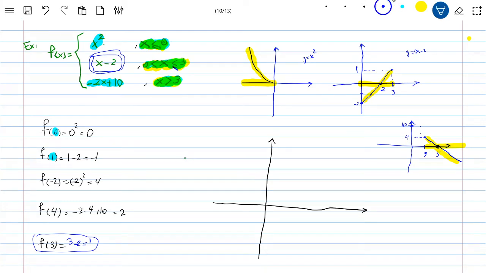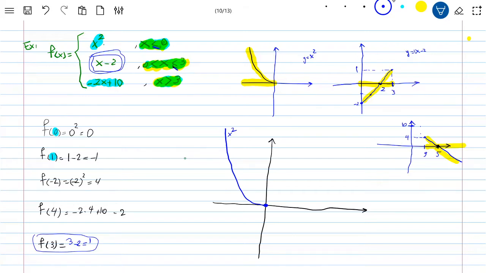For x less than 0, we use this parabola, the x squared form, up to 0. Is 0 included? 0 is included because you have the equality sign here for 0. So at 0, you should have a closed circle. The y value is 0 as well, 0 and 0. How about the next one?